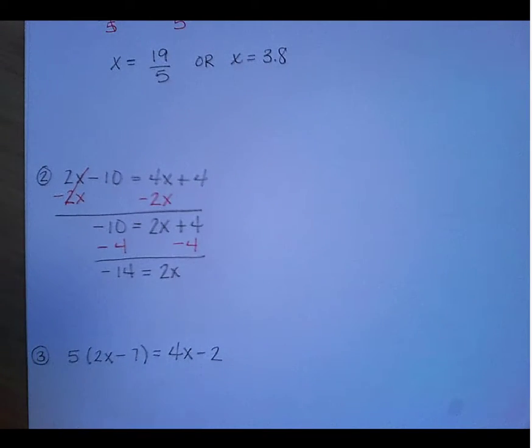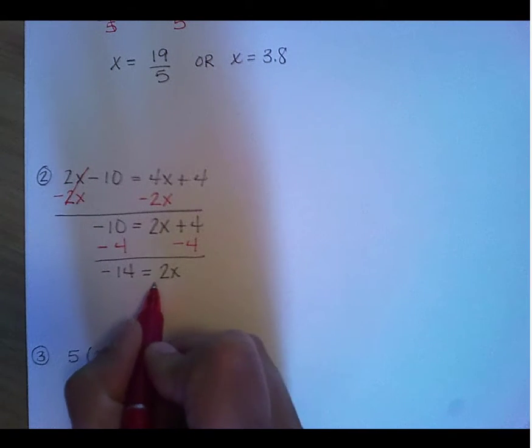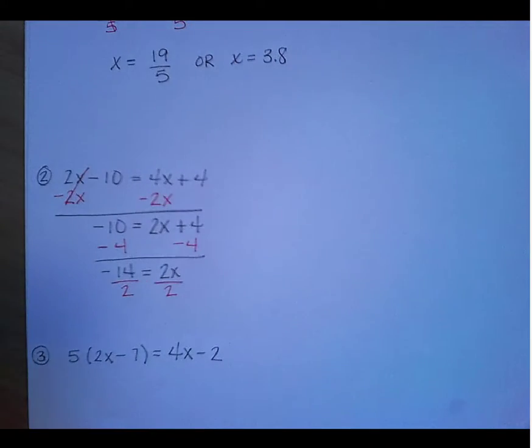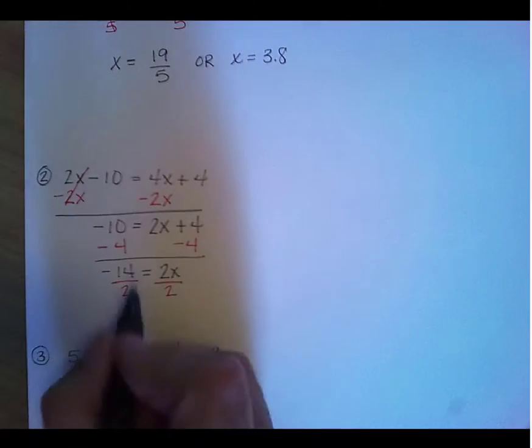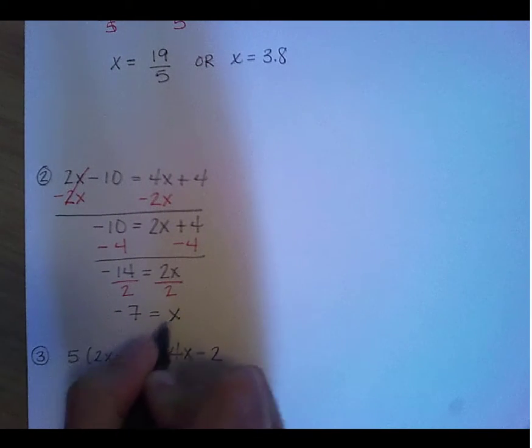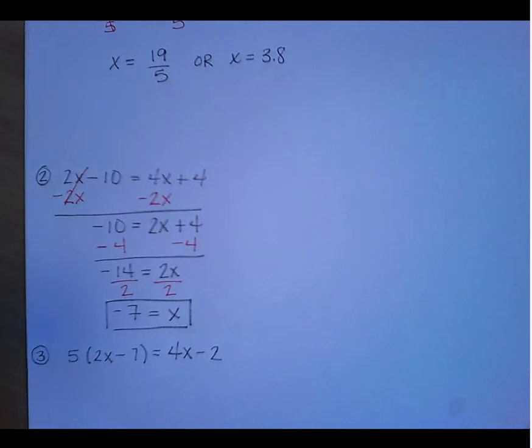And then we're back to our very last step, and that is to divide by whatever sits in front of our x, in this case 2. So we're going to divide both sides by 2. And negative 14 divided by 2 is going to give us negative 7 equal to x. And this would be our answer here. We wouldn't need to reduce it since it divided out evenly.